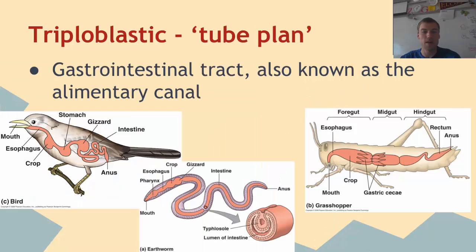The other body plan we can have is the triploblastic tube body plan. And here's where we've got a gastrointestinal tract where you have a separate mouth and anus. So the food comes in one way, goes through the system, it's digested and absorbed, and then eliminated out through the anus.